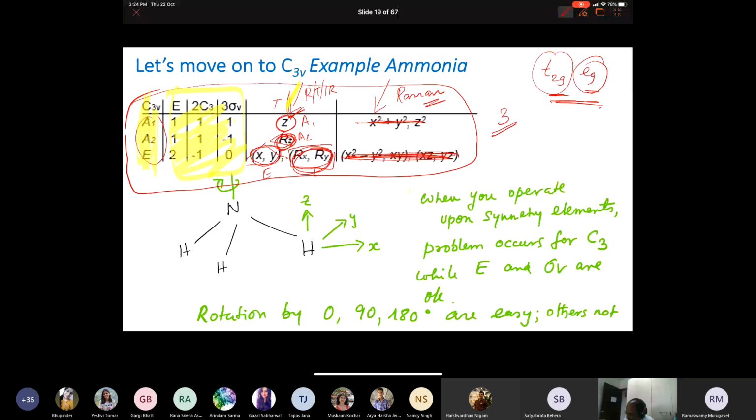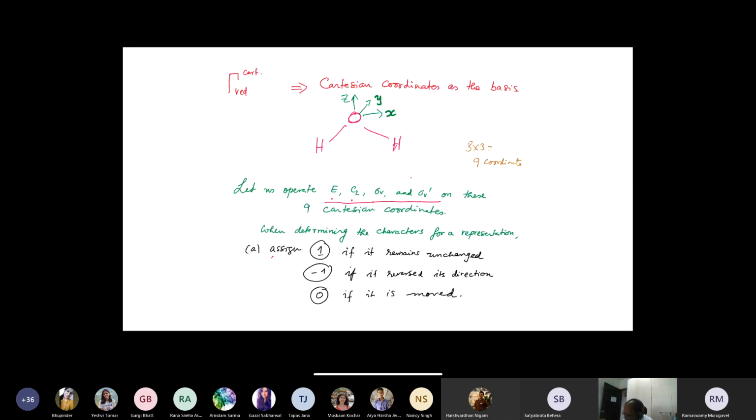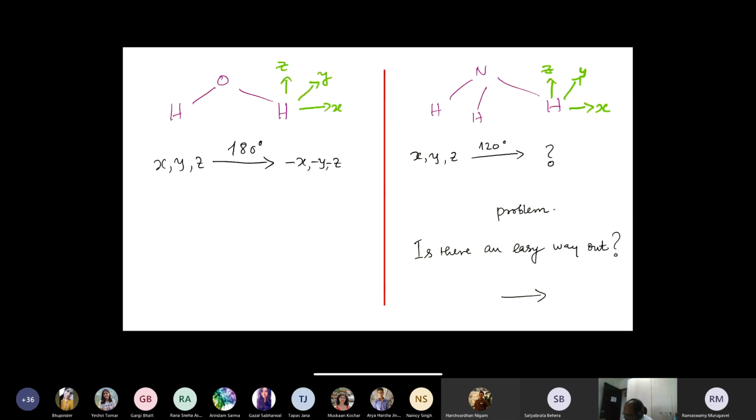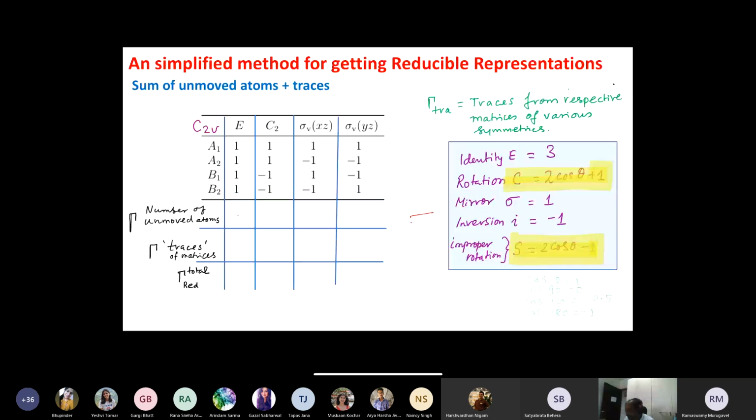I think the little bit I taught you about this... where is that? I don't know, where is that? Yeah, this one. You don't have much option other than to remember this: 2 cos theta plus 1 for rotation. Because the other things are very easy to remember.